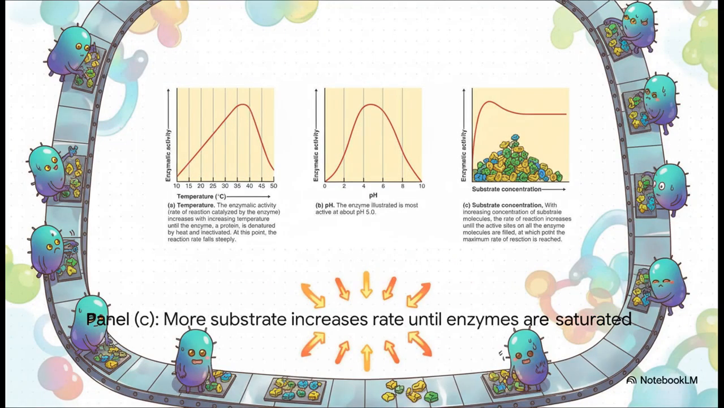And finally, there's the amount of raw material available, what we call the substrate. Think of an assembly line. The more parts you supply, the faster it runs, right? But only up to a point. Once every single worker on the line is busy, adding more parts to the pile won't make the line go any faster. That's when we say the enzymes are saturated.